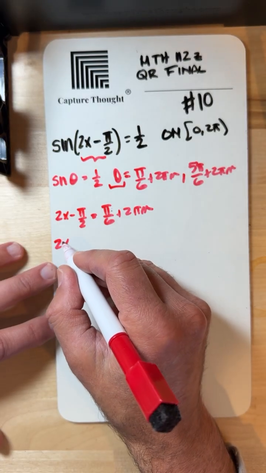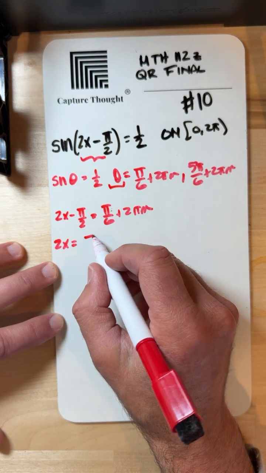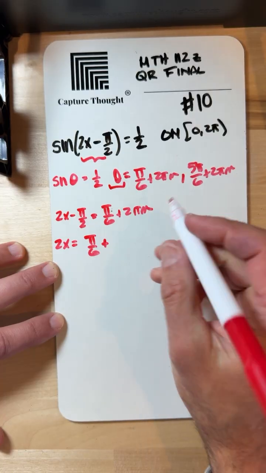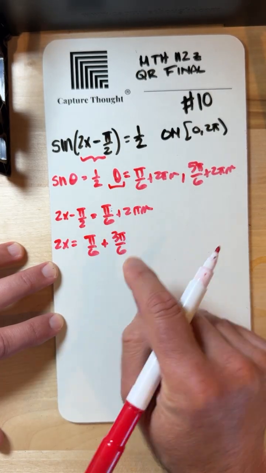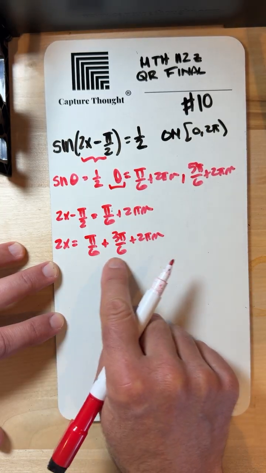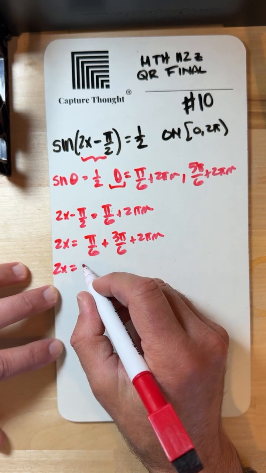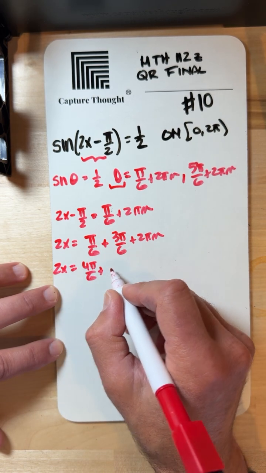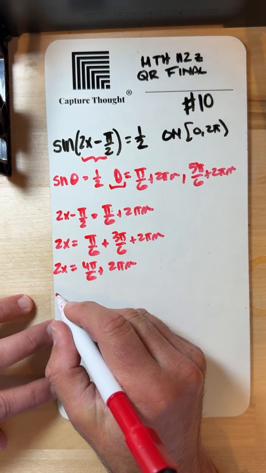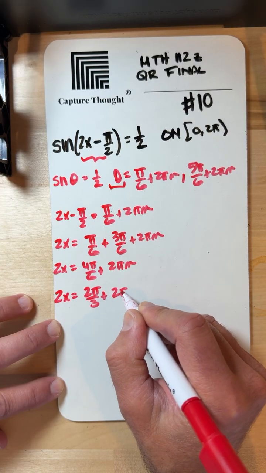So I'm going to get 2x is equal to, I'm going to add pi over 2 to both sides. So this is going to be pi over 6, plus, now I'm going to rewrite that as 3 pi over 6, because that's still pi over 2. And then I still have this plus 2 pi n going on. Well, I can combine these now because these have the same denominator. So 2x is equal to 4 pi over 6 plus 2 pi n. I'm going to simplify this 4 pi over 6 and say that 2x is equal to 2 pi over 3 plus 2 pi n.